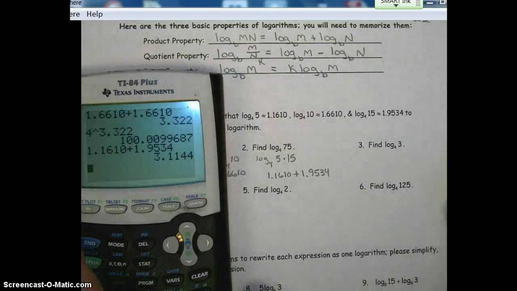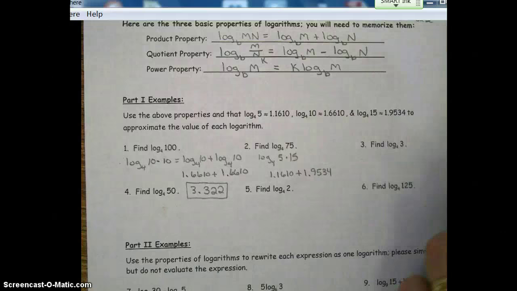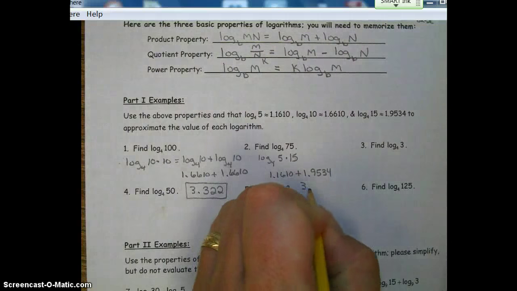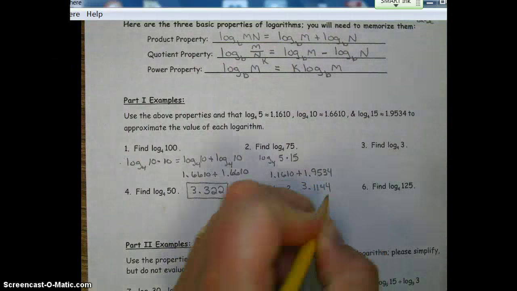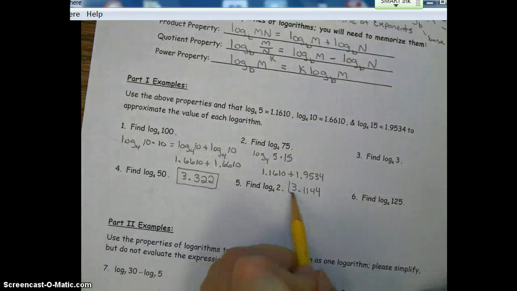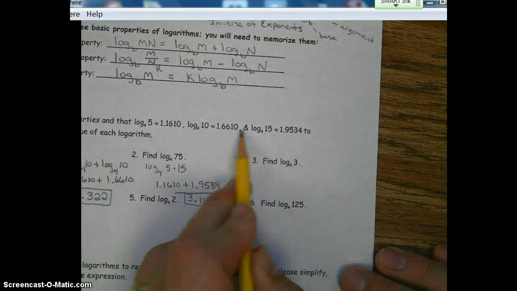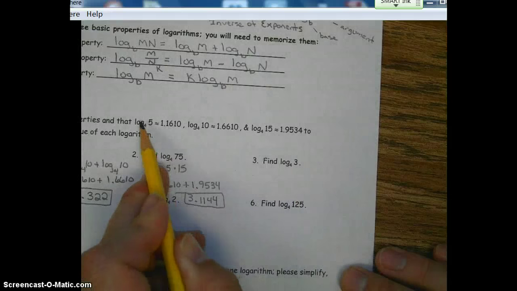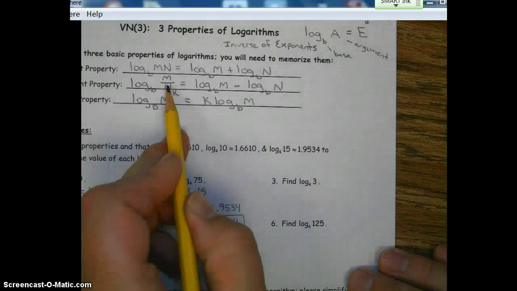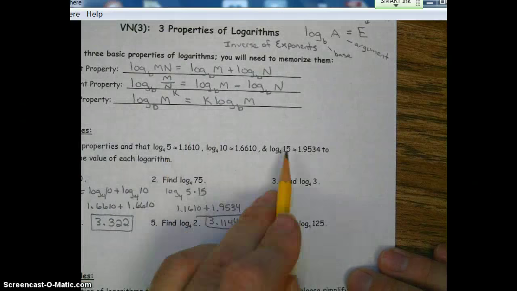And we get 3.1144. Okay, now 3. Well, I don't think multiplying is going to work this time. So we might try dividing. Can we divide any of these arguments and get 3?